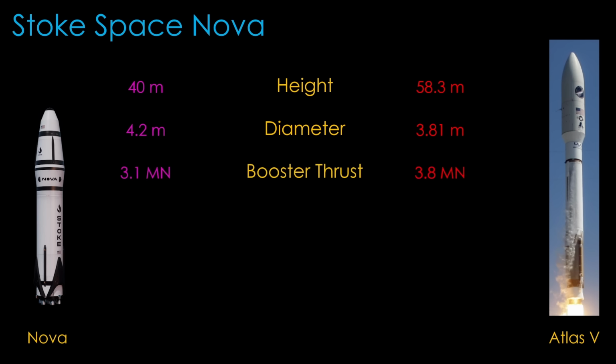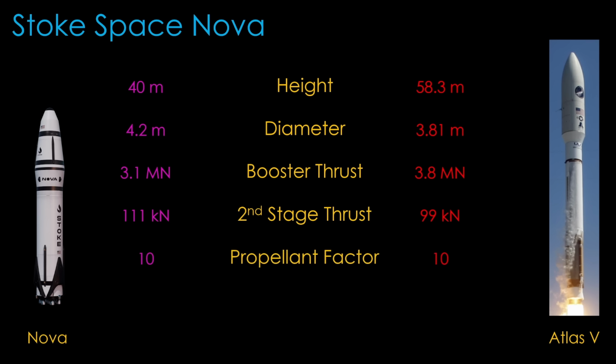The thrust of the booster is 3.1 meganewtons for Nova, 3.8 meganewtons for Atlas V. The second stage thrust is 111 kilonewtons for Nova, 99 kilonewtons for Atlas V. If we look at the propellant factor for both rockets, we find the booster has about 10 times the propellant of the second stage for both. Remarkably similar rockets.